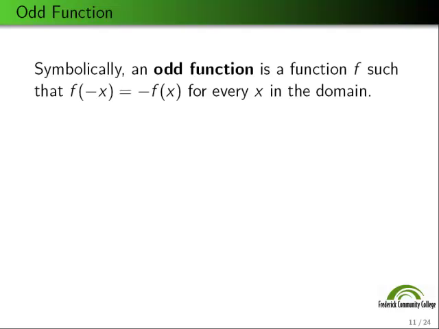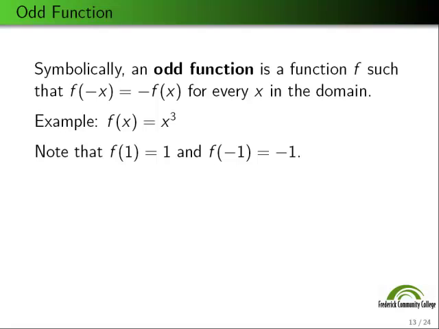Now to an odd function. Okay, an odd function is a function such that f of negative x equals negative f of x for every x in the domain. Our example we're going to use here is f of x equals x cubed. Again, let's plug in 1 and negative 1 and see what happens. When we plug in 1, we get 1 cubed is 1. When we plug in negative 1, we get negative 1 cubed is negative 1. So f of negative 1 is the negative of f of 1. That is, f of negative 1 equals negative f of 1.